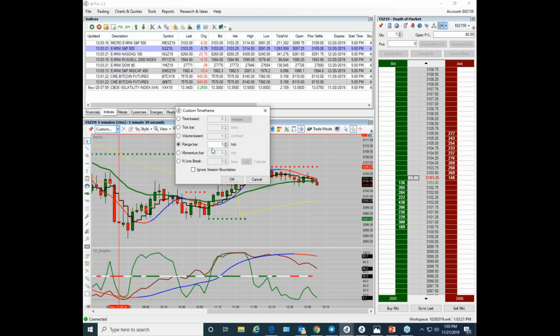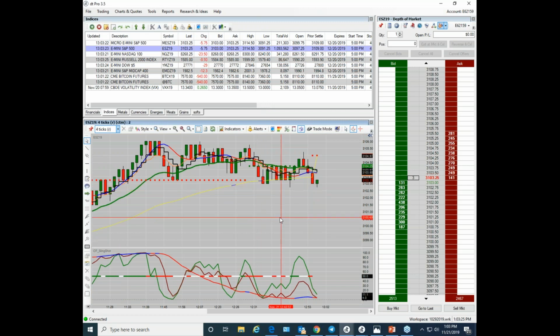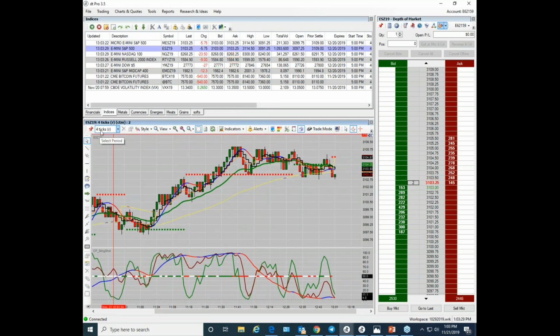Select range bar and make that one look like a 4. Okay, that'll get you on the correct time frame. So you're staring at the ES right now on a 4-tick range chart. What that means is the height of each candle is 4 ticks in height. Some look bigger, some look smaller, but they're all 4 ticks in height.